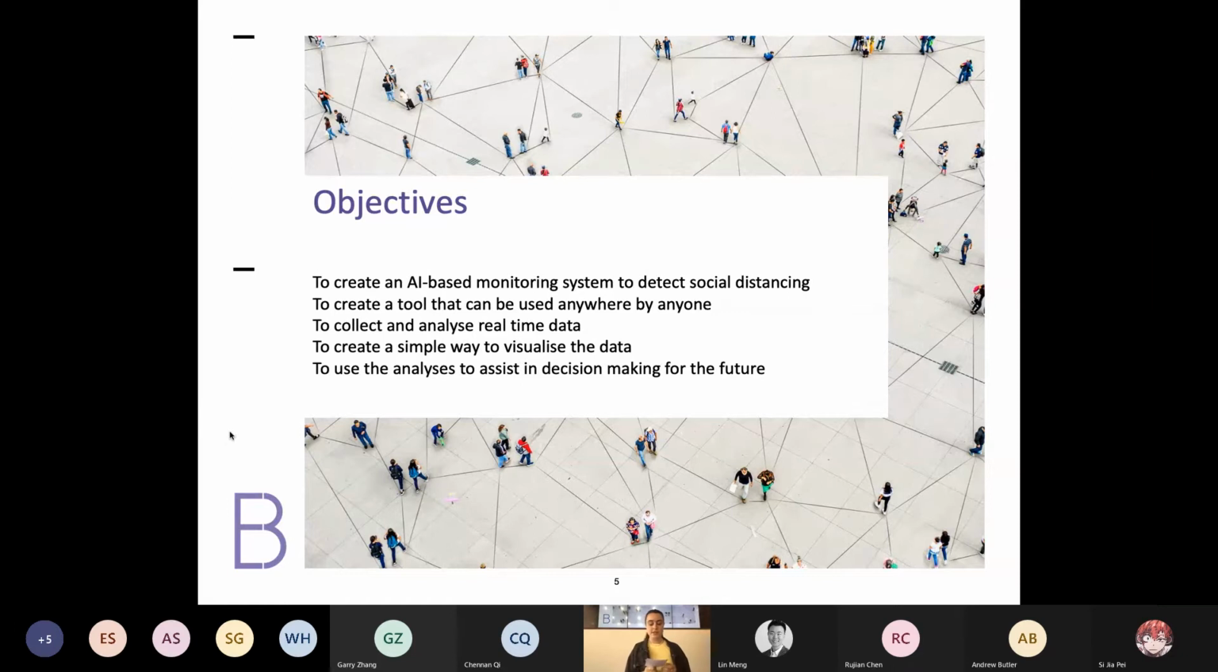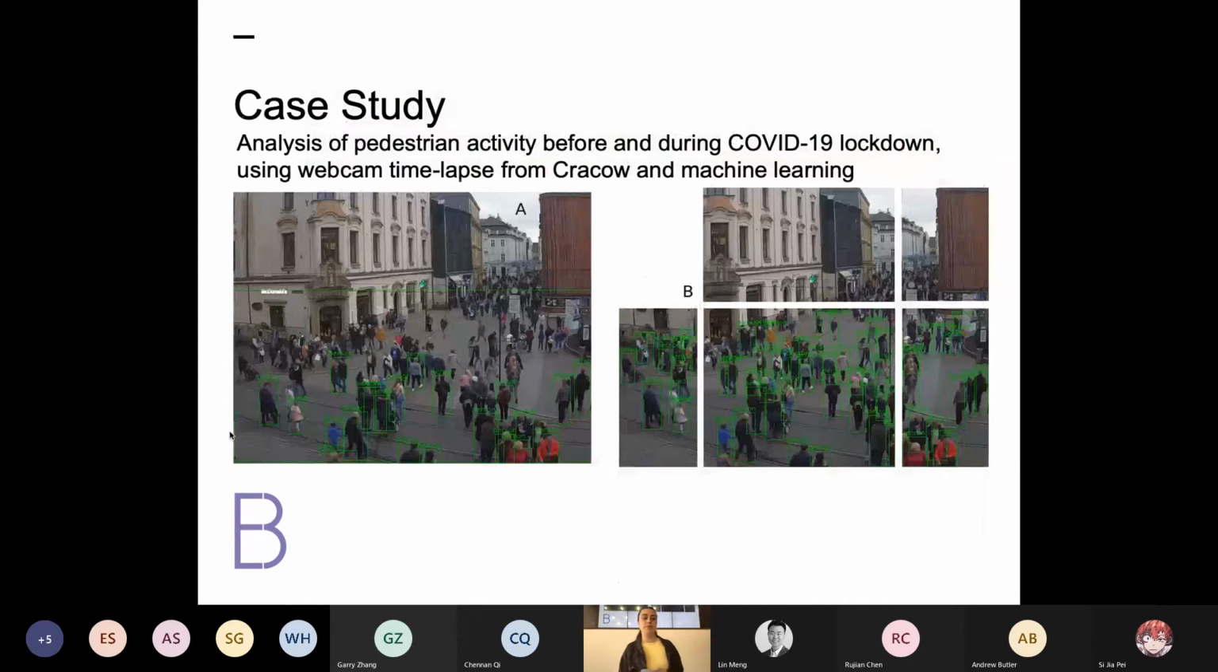The objective of this research is to create a system that can be implemented anywhere to quickly and effectively detect social distancing within spaces, allowing us to understand and analyze physical distancing patterns. For my case study, I looked at an analysis of pedestrian activity before and during COVID-19 lockdown.